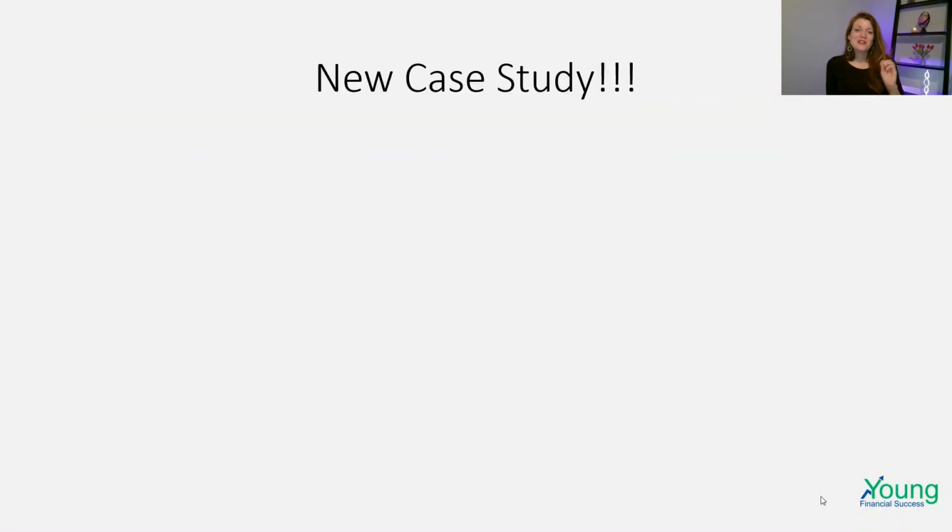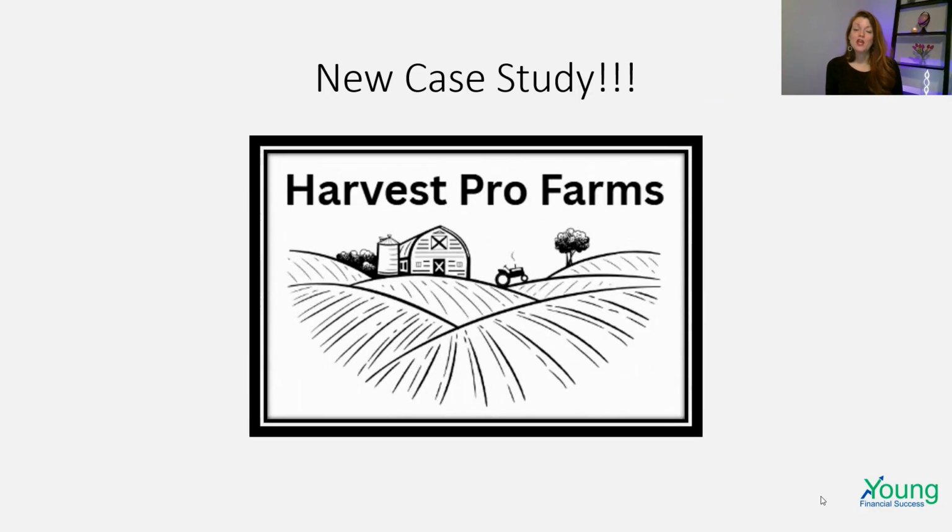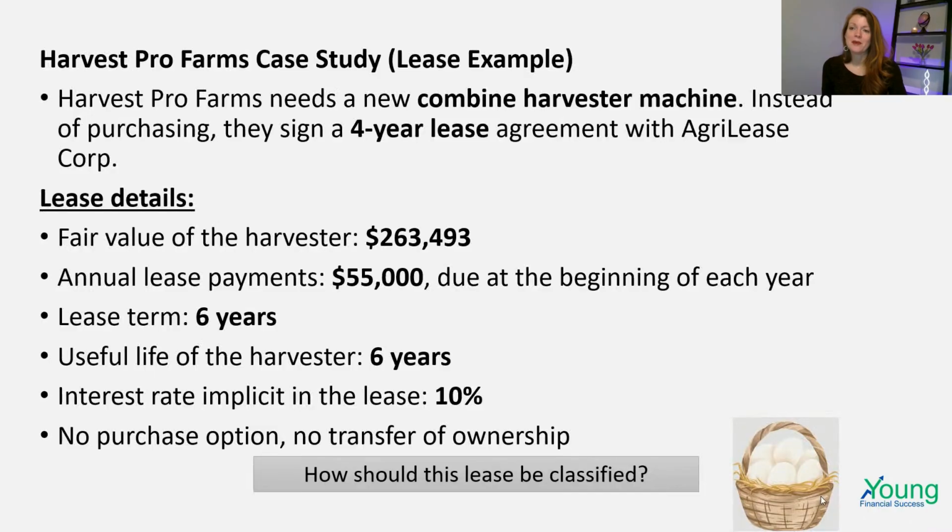So let's start with a new case study for chapter 15 for our leases that we'll be following throughout the chapter. And then we will jump into looking at those five criteria and how it applies. So we're going to look at Harvest Pro Farms. We're going to look at this farming company that's going to be leasing some equipment.